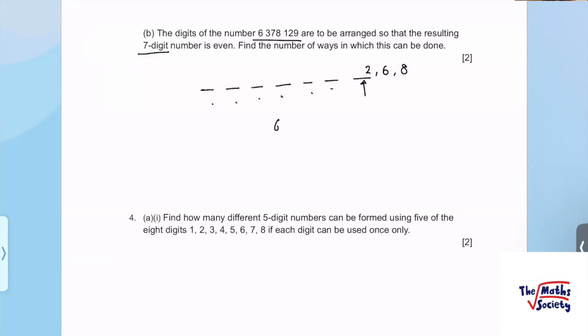So we can just have it as 6 factorial, multiplied by 3 for the last digit. And that is all going to be a total of 2,160. And that is your number.